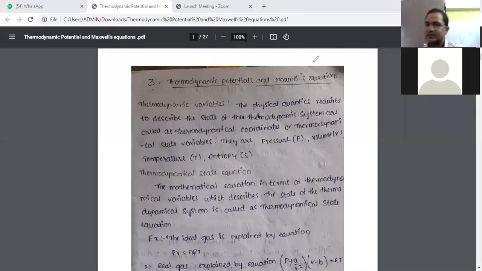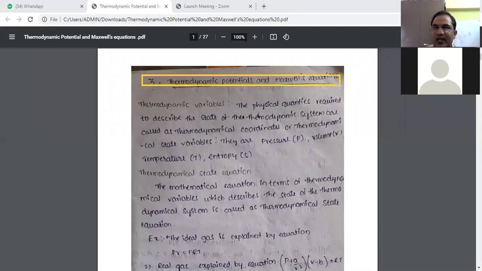In the present class, we are going to discuss the topic thermodynamic potentials and Maxwell equations. So what are the thermodynamic variables? First, let us see.